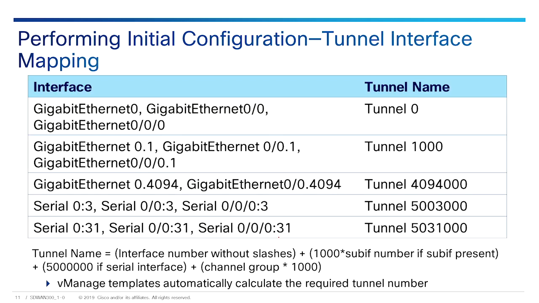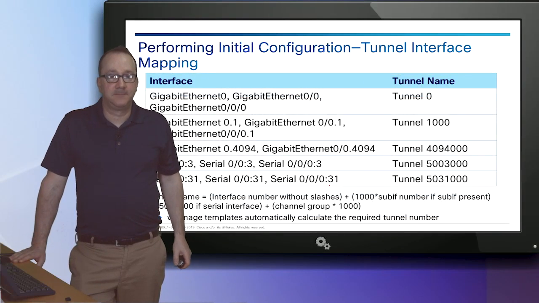Here's some initial configuration for tunnel interface mapping. If it's gig 0/0/0, we're tunnel 0. Gig 0/0/0.1 we're going to be tunnel 1000, and so on. Remember, the tunnel interface number must match the WAN interface used. You'll notice that Ethernets start with 4000 and serials start with 5000, and there's a little formula for determining what that number is going to be.